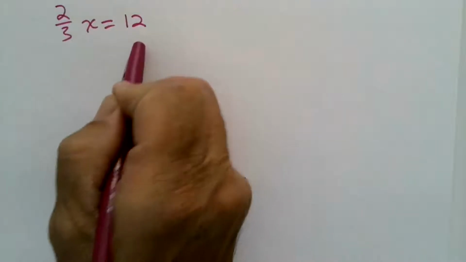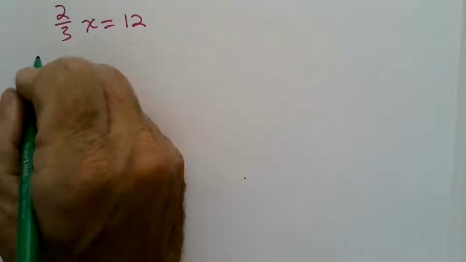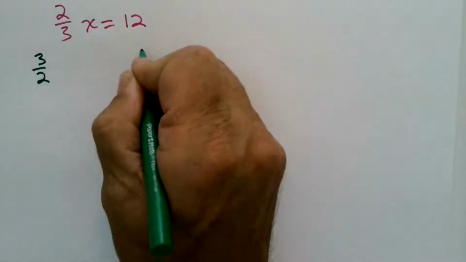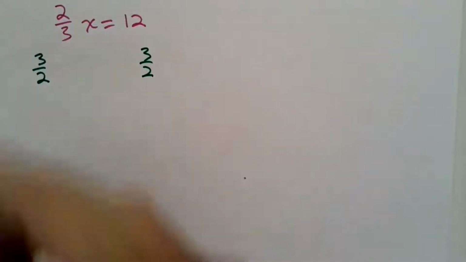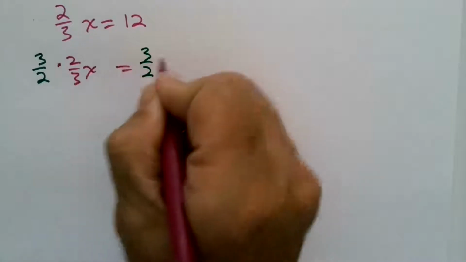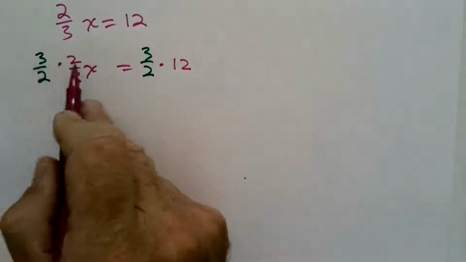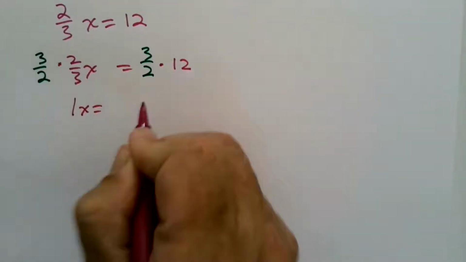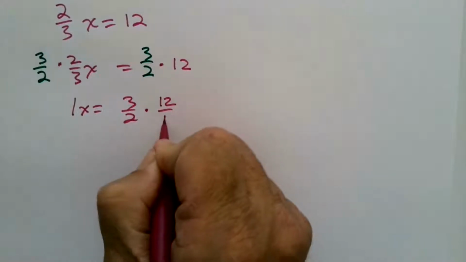So I could divide both sides by 2/3, but that tends to be pretty complicated, dividing fractions. It's a little simpler to multiply both sides by the reciprocal. The reciprocal of 2/3 is 3/2. So multiply 3/2 on the left. 3/2 times 2/3 x equals 3/2 times 12. On the left side, 6/6, that's 1x. On the right side, I have 3/2 times 12/1.